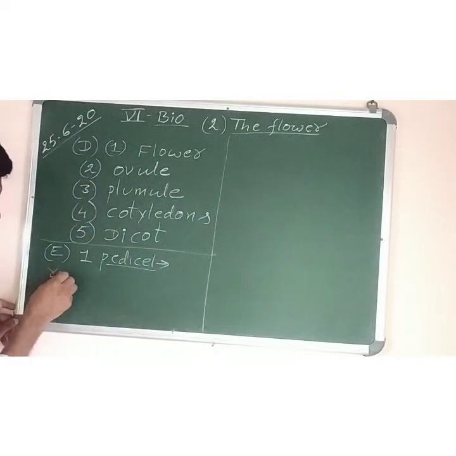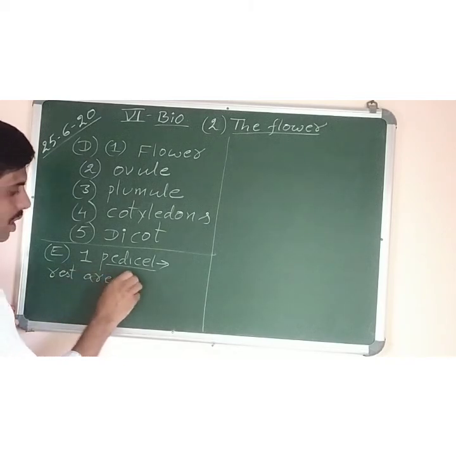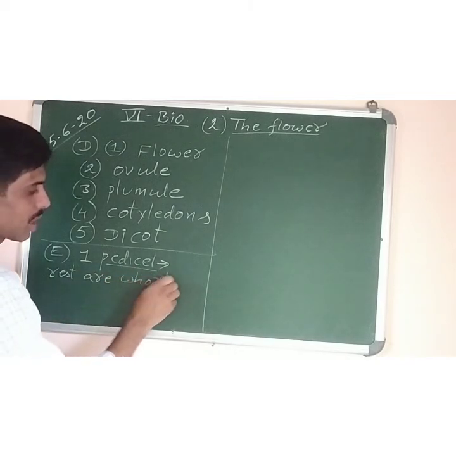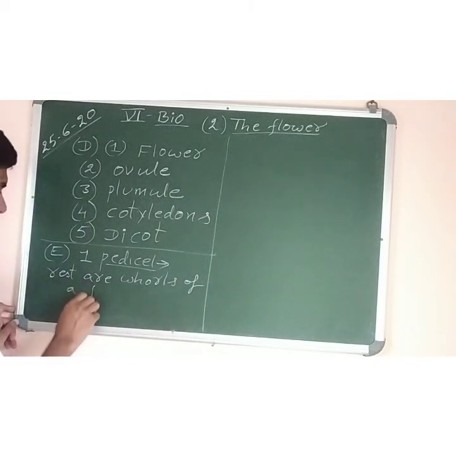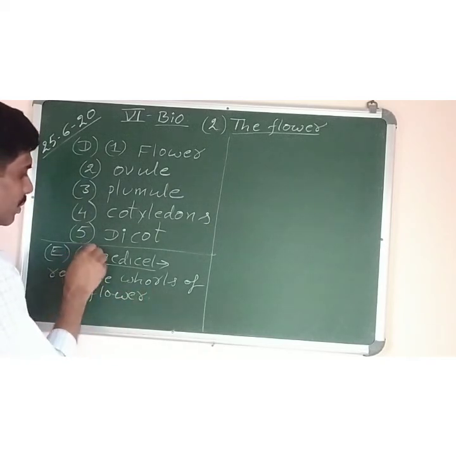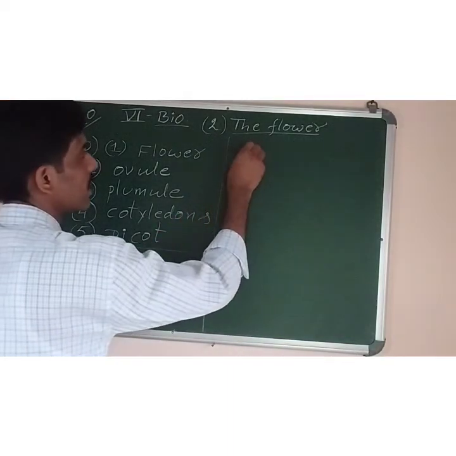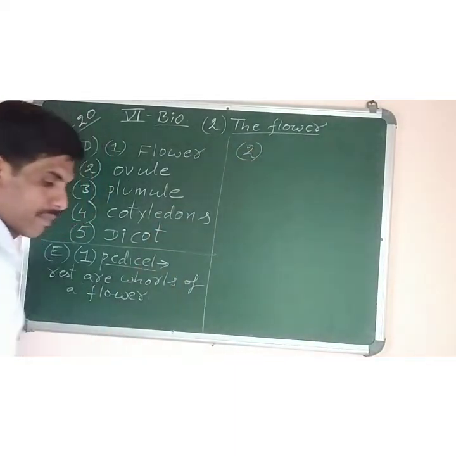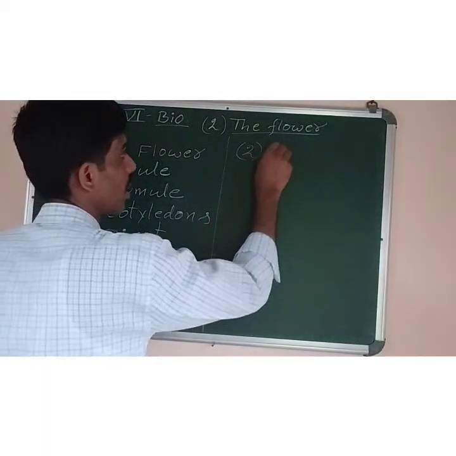So I am writing the reason also here. Rest are whorls, W-H-O-R-L-S, whorls of a flower. Okay. Then number 2, the first question's odd one is pedicel and this is the reason. The second one is stigma, ovary, anther and style. So the odd one is anther.